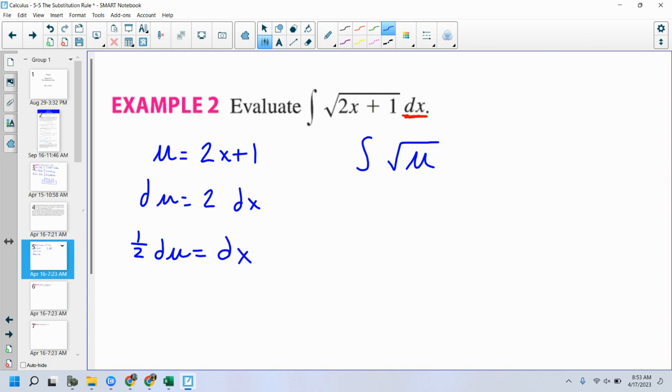See, there's nothing else on the outside. There's no x to the third sitting out there. It's literally just the dx. That's the only thing left out there. So that means in place of dx, I can write times 1/2 du.